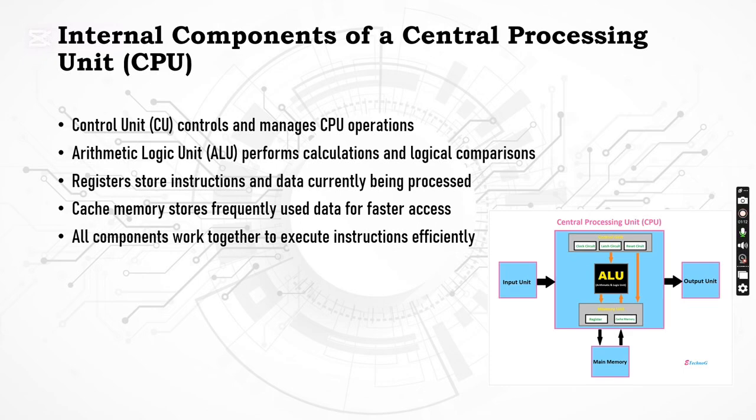Internal components of a central processing unit, CPU. Control unit, CU, controls and manages CPU operations. Arithmetic logic unit, ALU, performs calculations and logical comparisons. Registers store instructions and data currently being processed. Cache memory stores frequently used data for faster access. All components work together to execute instructions efficiently.